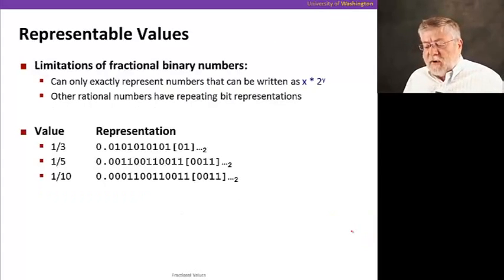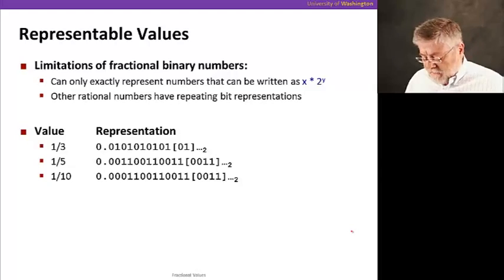Okay. So what are some of the limitations of binary numbers and the representable values? Remember, we had limitations on integers. We could only be so large and so negative before we ran out of room in our bit representations. Okay, so we can only, first of all, represent numbers exactly if they can be written in the form x times 2 to some power of y. Other rational numbers are going to have repeating bit representations.